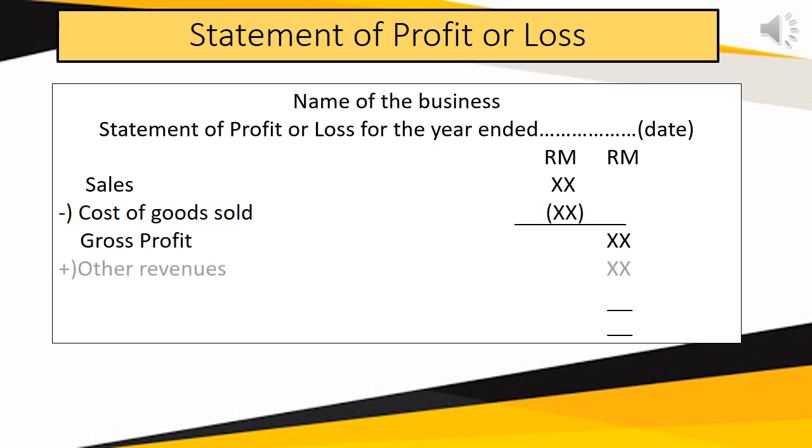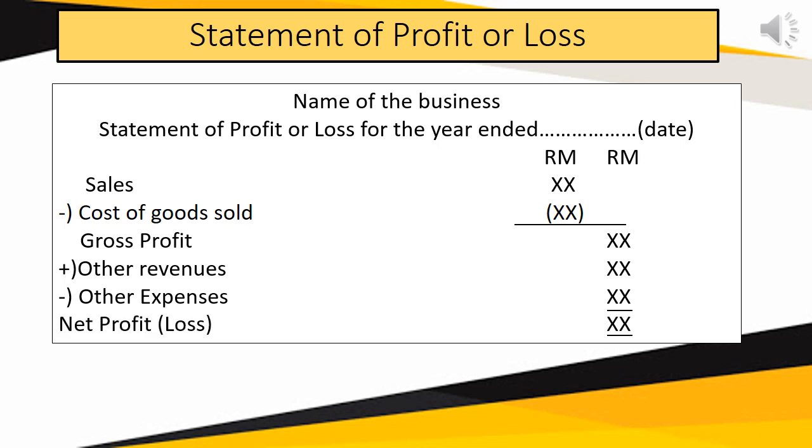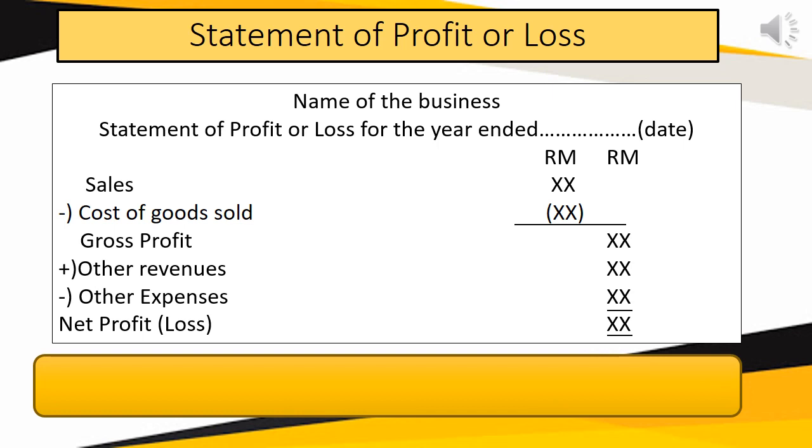After we get the gross profit, we need to plus with other incomes or other revenues. Then, minus with other expenses in order to get net profit or loss. Therefore, the simple equation to calculate the profit or loss is revenues minus expenses.